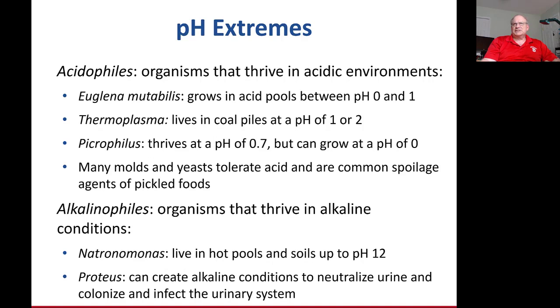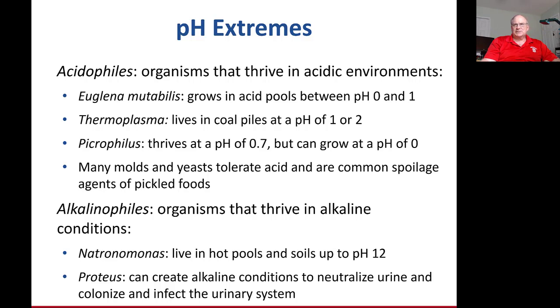Now these acidophiles are organisms that thrive in acidic environments. Euglena will do this, and they grow in acid pools. Thermoplasma grow in coal piles, pH 1 to 2. Picrophilus, pH is 0.7, can even grow at a pH of pure hydrogen concentration, which is amazing. Many molds and yeast can tolerate acids, common spoilage agents of pickled foods. So it's all about that environment.